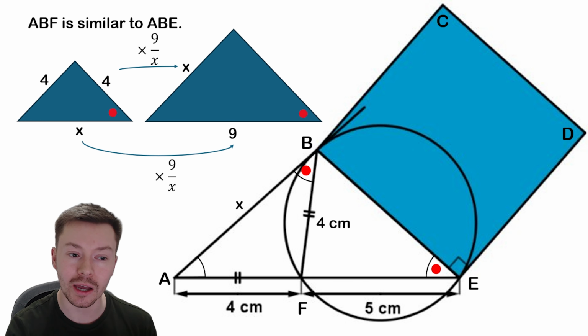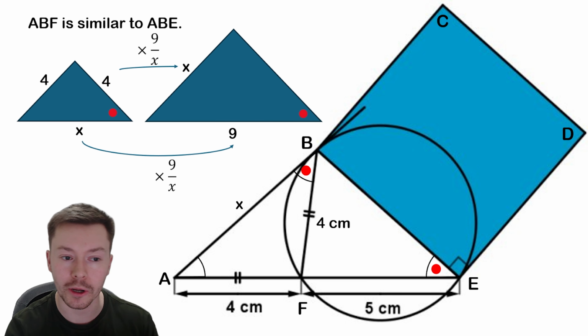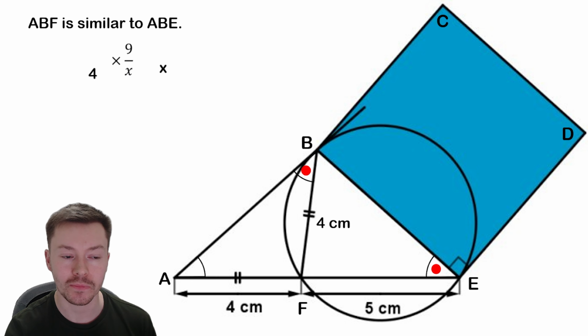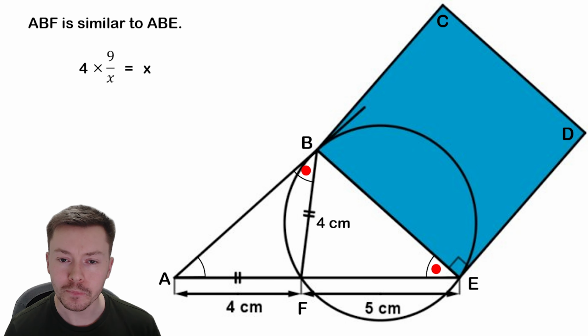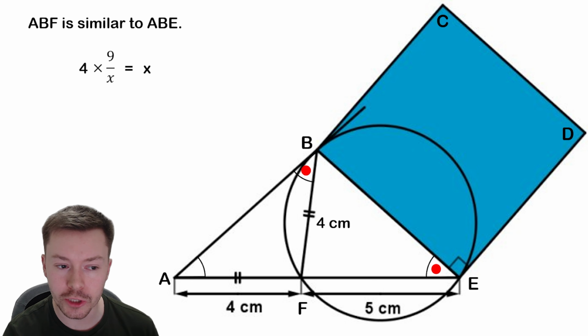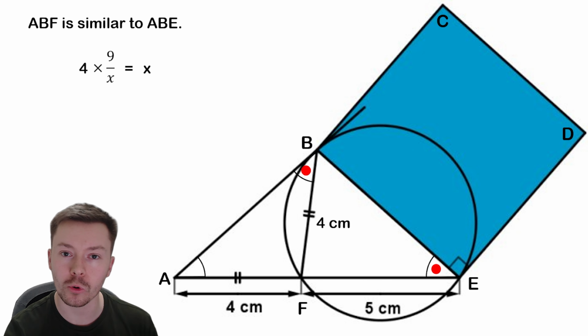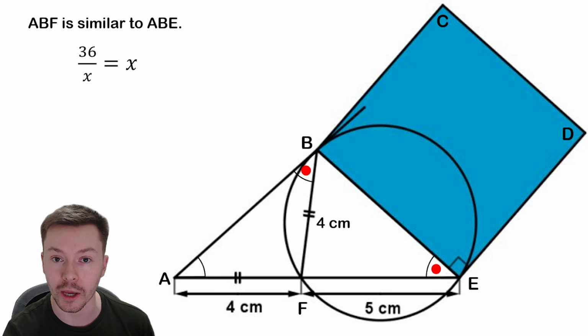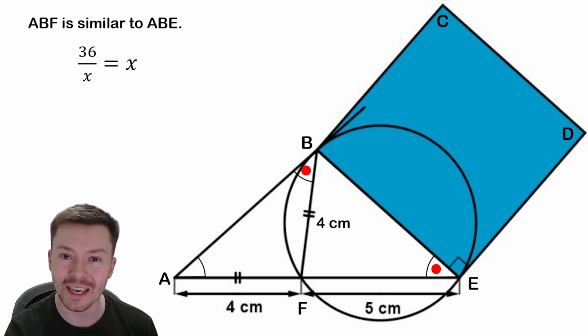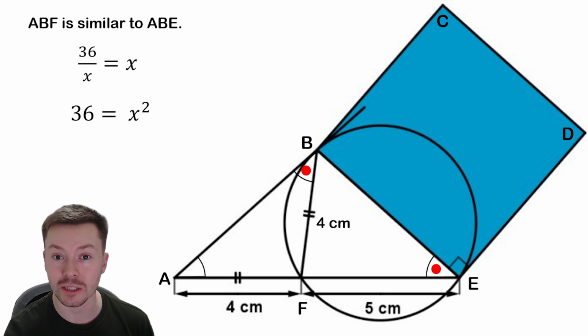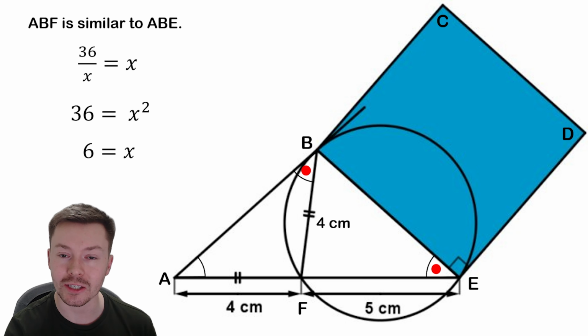So I need to times that by 9 over x again. So I need to times 4 by 9 over x to get to the x. What that gives me is this equation, and I can solve that. I can do 4 times 9 over x gives me 36 over x is equal to x. Multiply both sides here by x, and I get 36 equals x squared, which gives x is equal to 6.